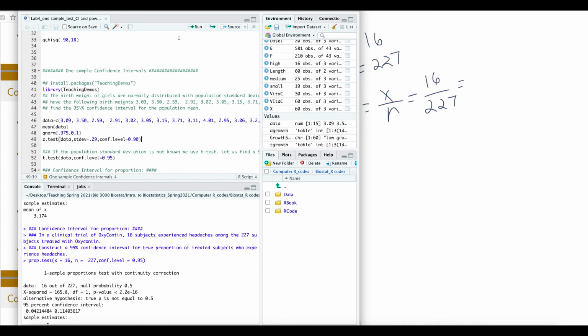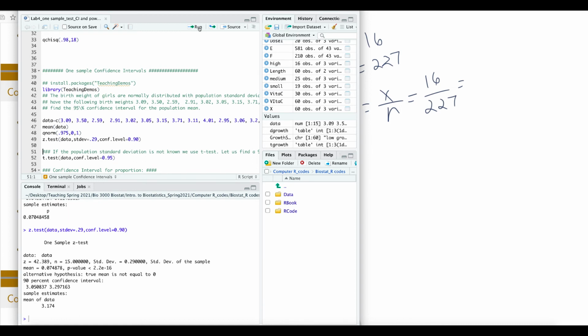Now, you may be wondering, what is the interpretation of this? What does that mean? One way of interpreting this is we are 95% confident that the true population proportion falls between these two numbers. Okay, this is one way. Another way is, if you take a sample and find the mean, take another sample, find the mean, take another sample, find the mean, continue that way.